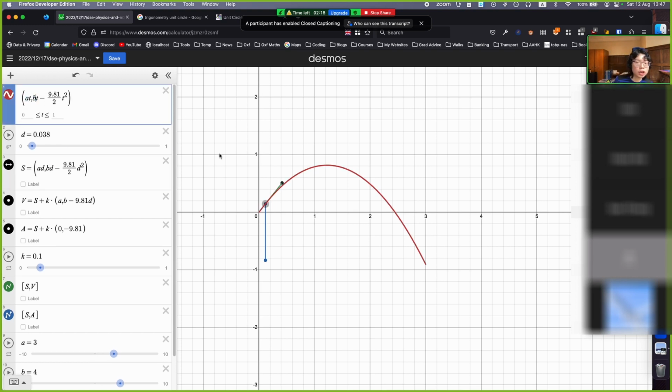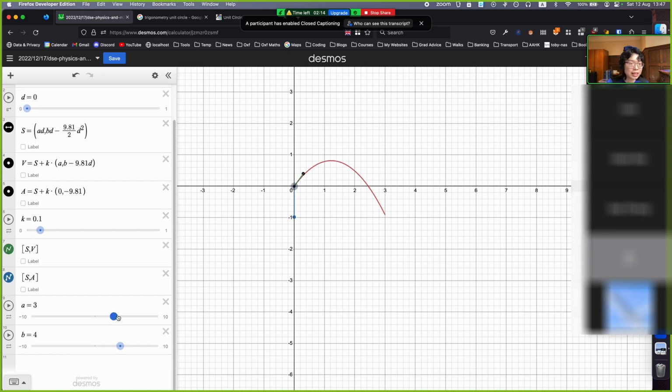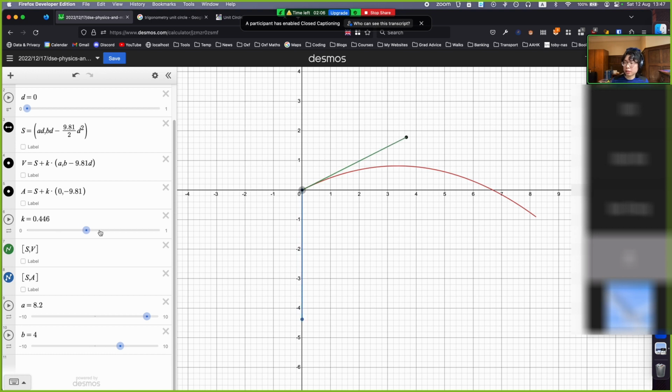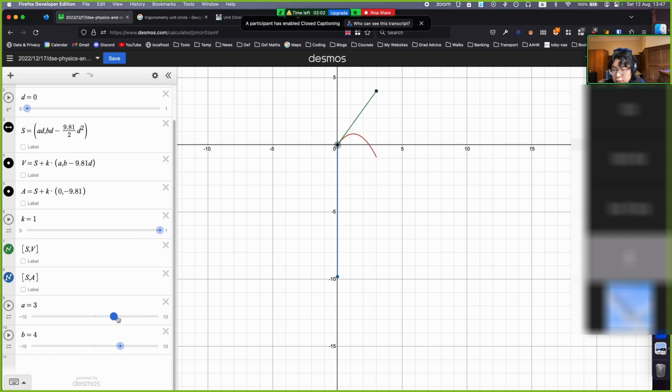Okay, now we can change the initial velocity. For example, if the initial x velocity increases, then you can see that the projectile now moves in the x direction much quicker, right?